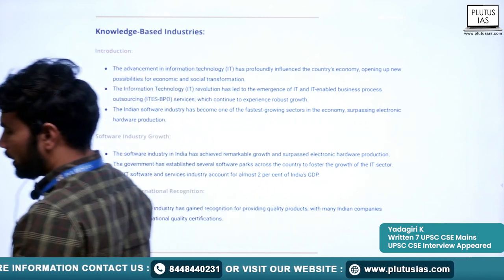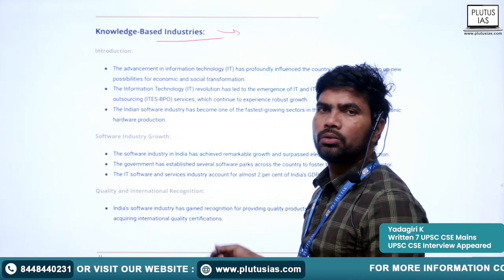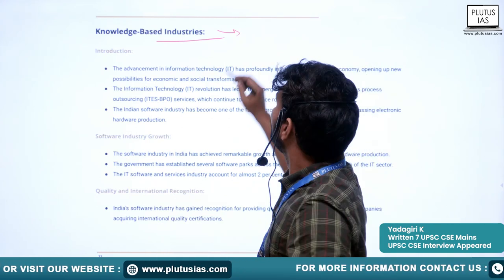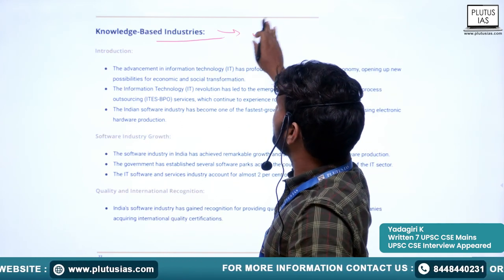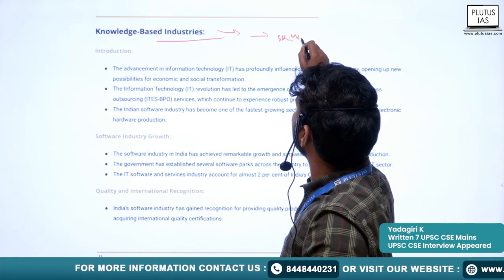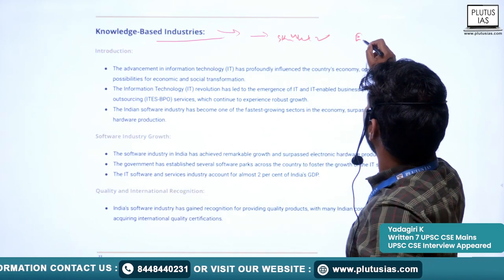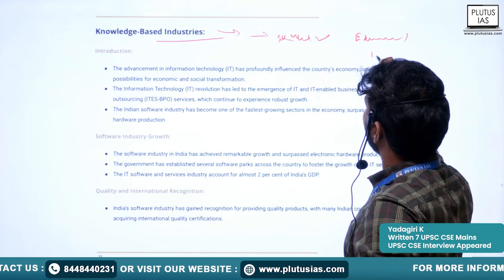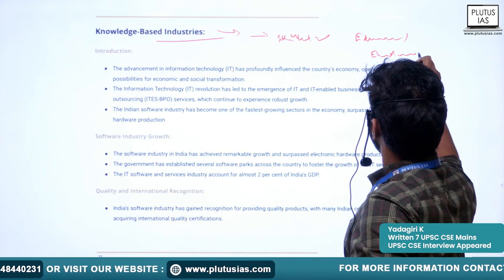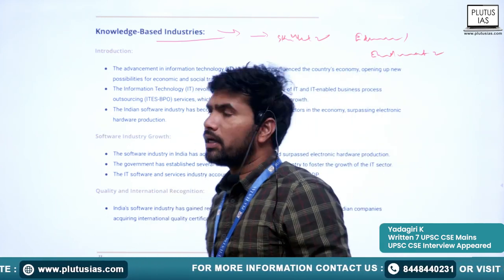Right. Next important category is knowledge-based industries. There is no actual raw material required. It is, we can say, a white-collar sector. It is a skill-based industry. Educated, especially English-educated, skilled workforce is required for this industry.